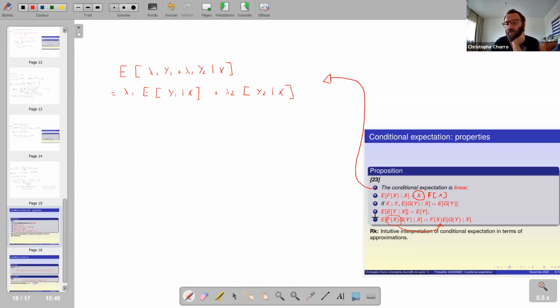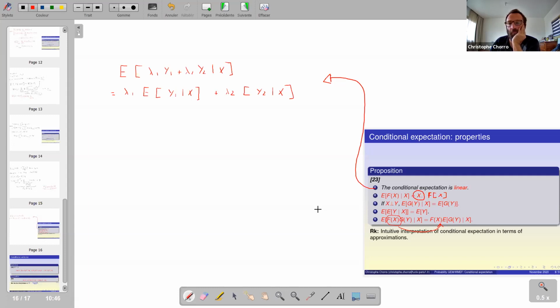In fact, you can see that statement 5 is just a generalization of statement 2. If you take g of y equal to 1, you recover exactly this term here.